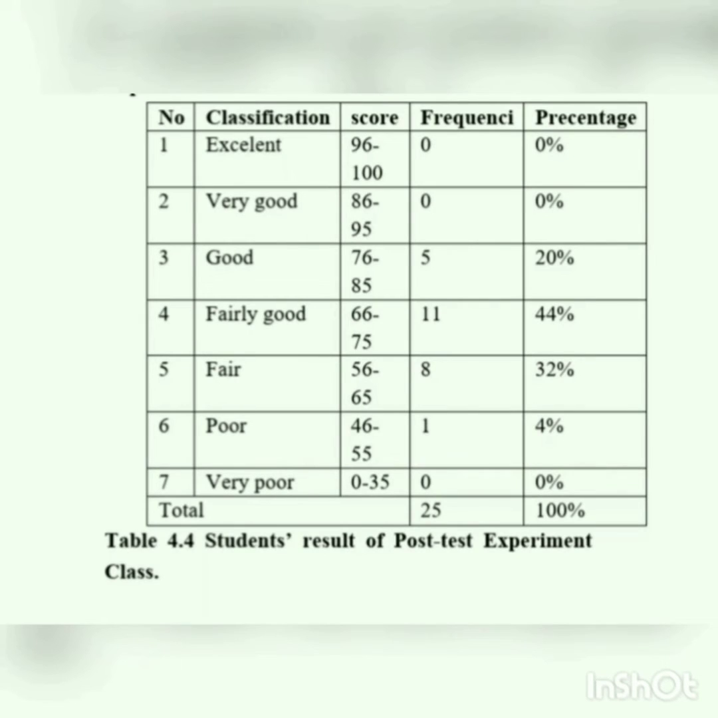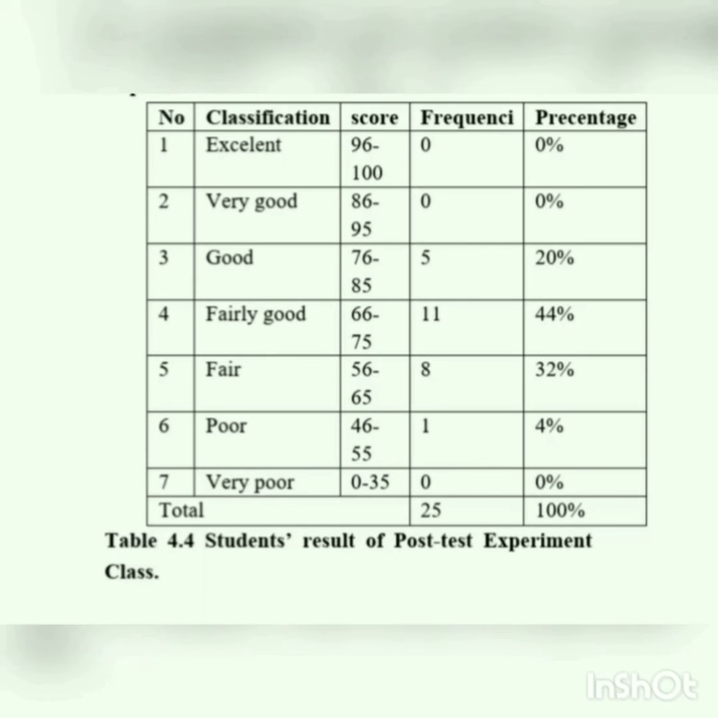Table 4, student result of the post-test in the experimental class. Classification, score, frequency, percentage. 1, excellent, score 96 to 100, frequency 0, percentage 0%. 2, very good, score 86 to 95, frequency 0, percentage 0%. 3, good, score 76 to 85, frequency 5, percentage 20%. 4, fairly good, score 66 to 75, frequency 11, percentage 44%. 5, fair, score 56 to 65, frequency 8, percentage 32%.